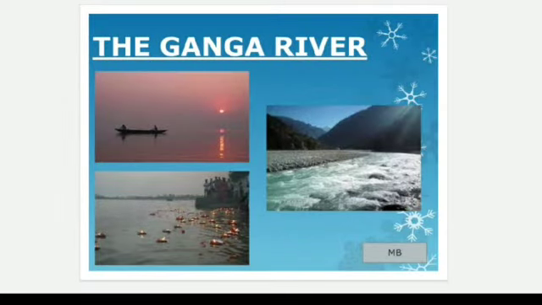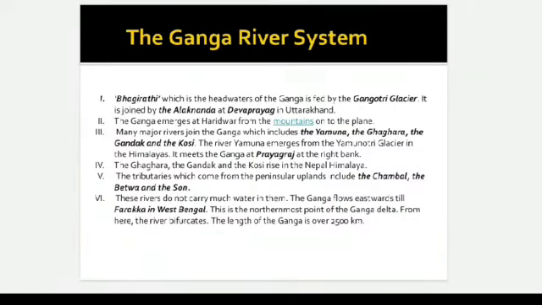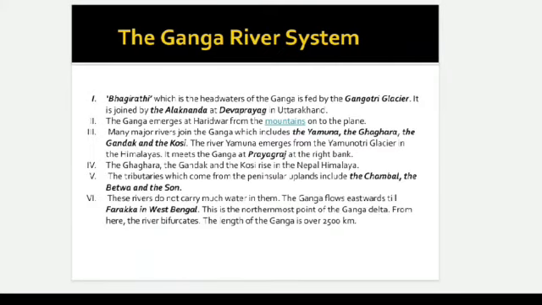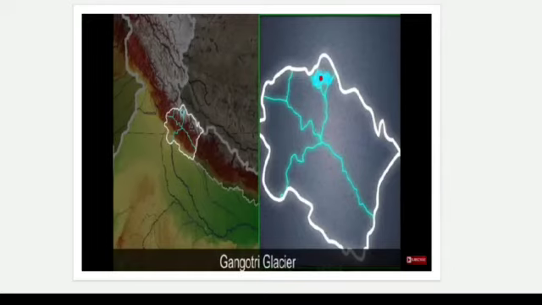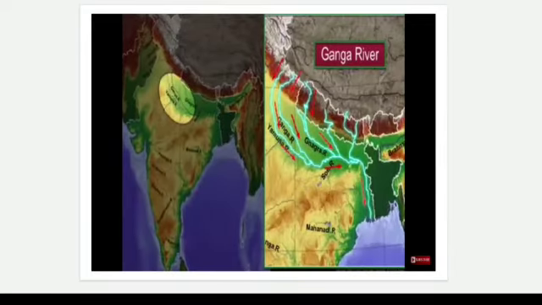Now comes the Ganga River. The Ganga River head stream is known as Bhagirathi, which is fed by the Gangotri glacier, and it is joined by Alaknanda at Devprayag in Uttarakhand. Here you can see Gangotri glacier and Bhagirathi river. The river Ganga has many tributaries. The well-known tributaries are Yamuna, the Ghagra, the Gandak and the Kosi.